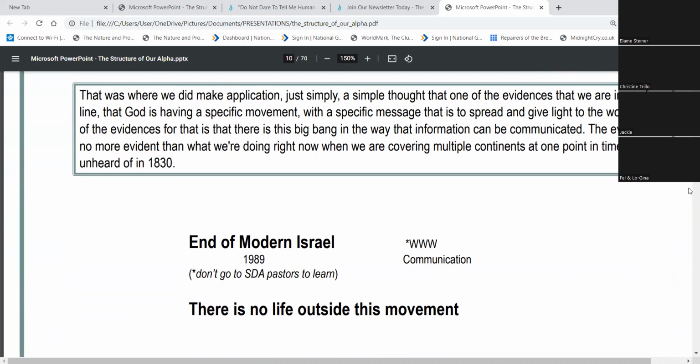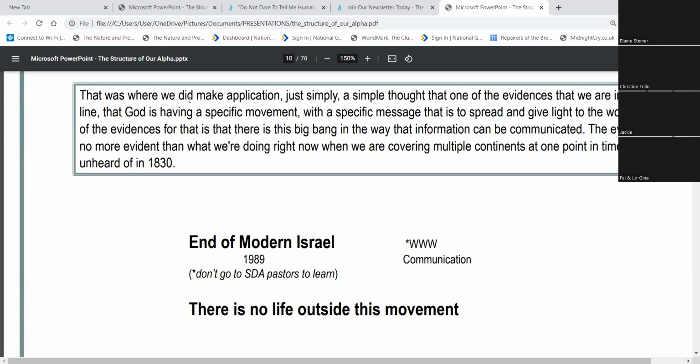That was where we did make application, just a simple thought that one of the evidences that we are in a reform line, that God is having a specific movement with a specific message that is to spread and give light to the world. One of the evidences for that is that there is this big bang in the way that information can be communicated. The evidence is no more evident than what we're doing right now when we are covering multiple continents at one point in time, which was unheard of in the 1830s.